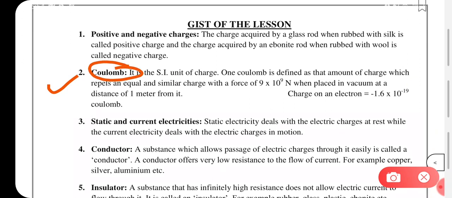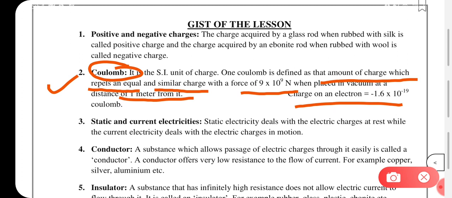Okay, it is the SI unit and it is defined as that amount of charge which repels an equal and similar charge with the force of 9 into 10 power 9 newtons when it is placed in vacuum at a distance of 1 meter from it. And the charge on an electron is minus 1.6 into 10 power minus 19 coulomb.